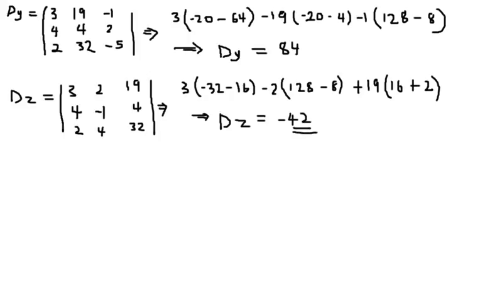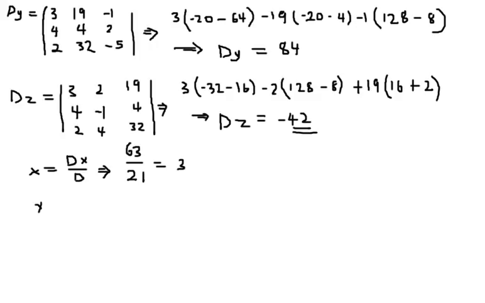So now the value for x will be equal to dx divided by d. That is the value of dx, and the value of d, that is the main determinant, and the one that we have the 19, 4, 32 prefixed at the first column. So it's going to be 63 over 21, which is equal to 3.